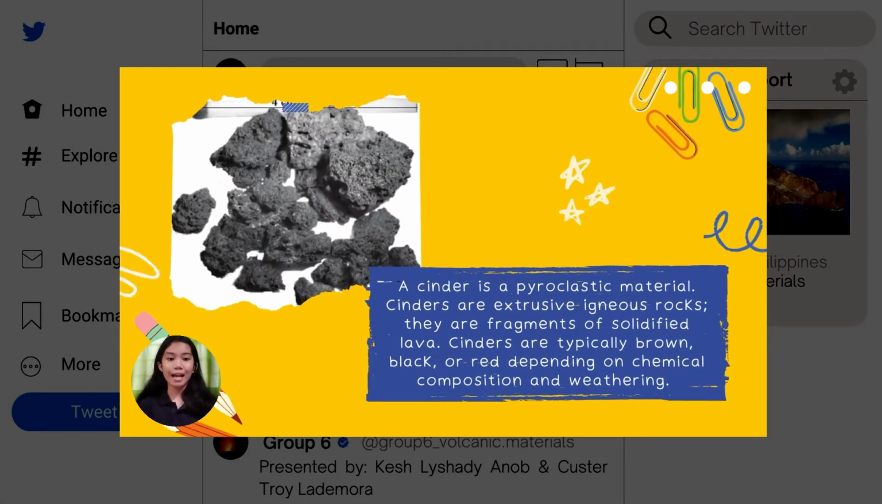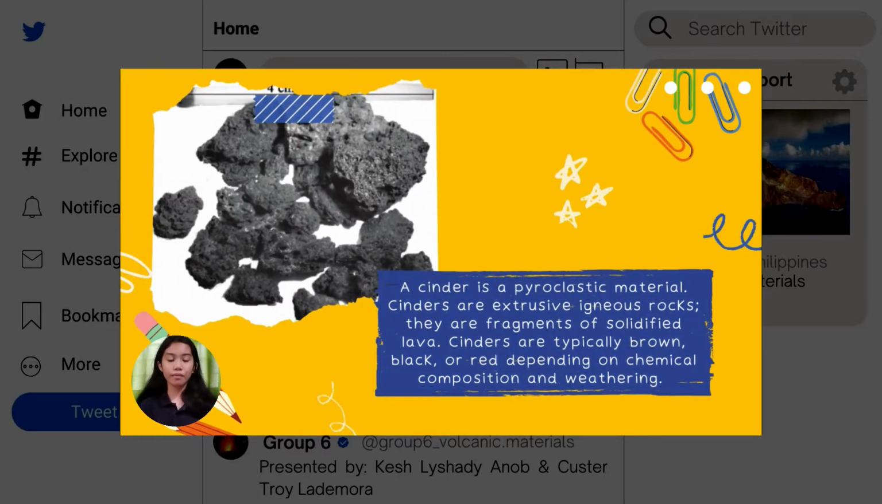Cinder. A cinder is a pyroclastic material. Cinders are extrusive igneous rocks. They are fragments of solidified lava. Cinders are typically brown, black, or red depending on chemical composition and weathering.